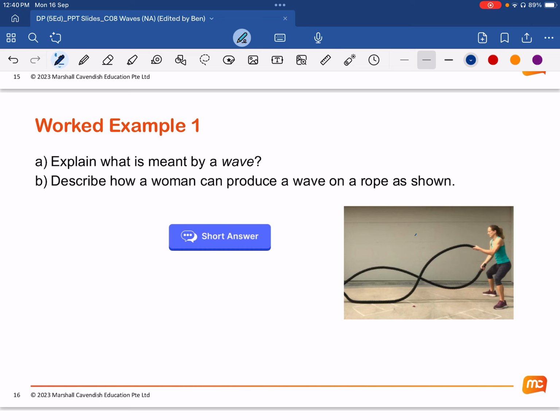Okay, so now at any point in time, if it's too fast, please slow down the video yourself, or you can choose to pause the video if you wish to look at the answer for a longer period of time.